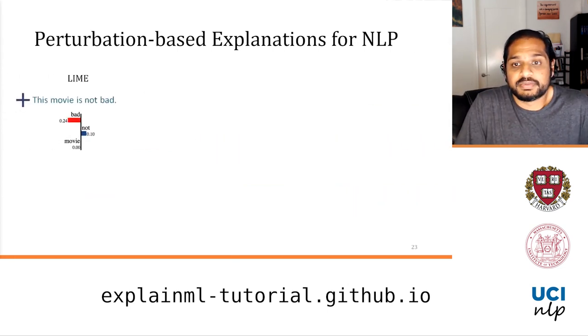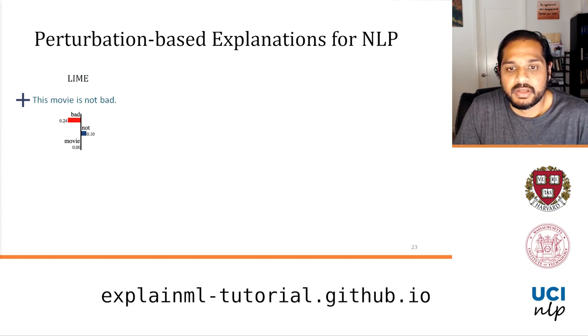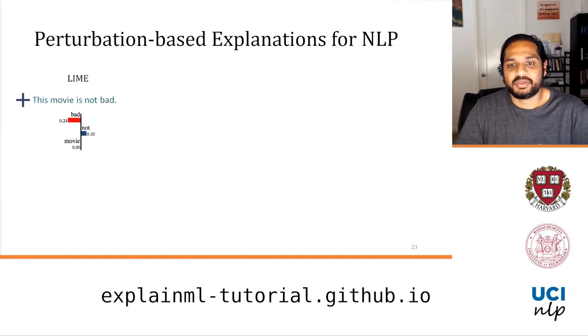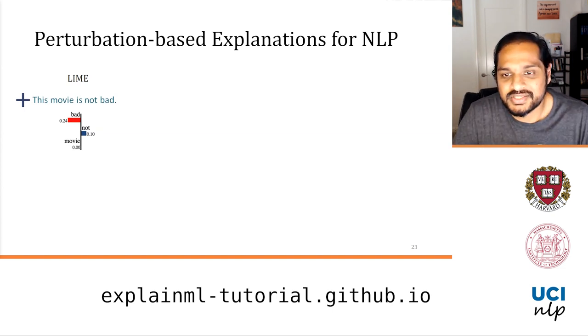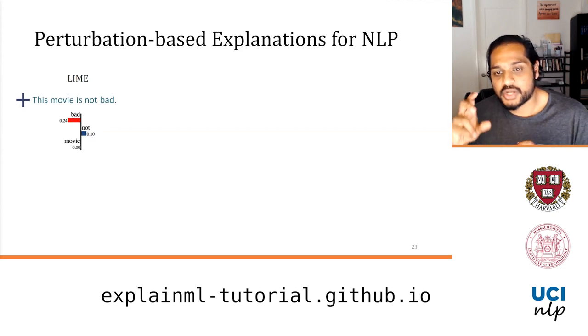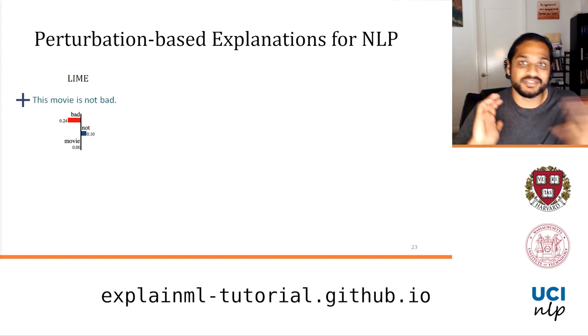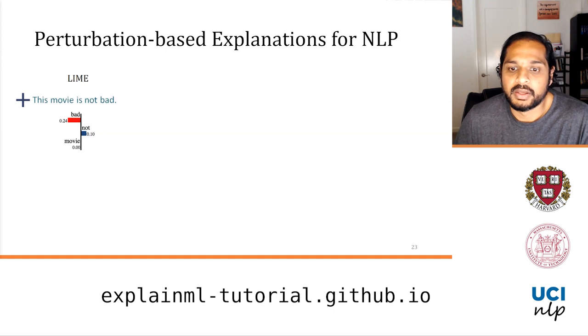Here are a few more examples. Here's an example of perturbation-based explanations, LIME, where the review might be, this movie is not bad. When you're breaking it down in terms of words, bad is still something that says it's a negative review, but not here is making it positive. So not acts as a positive word in this case.